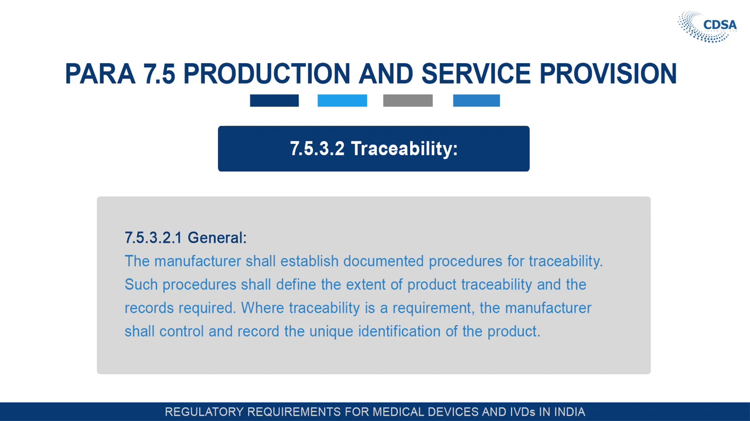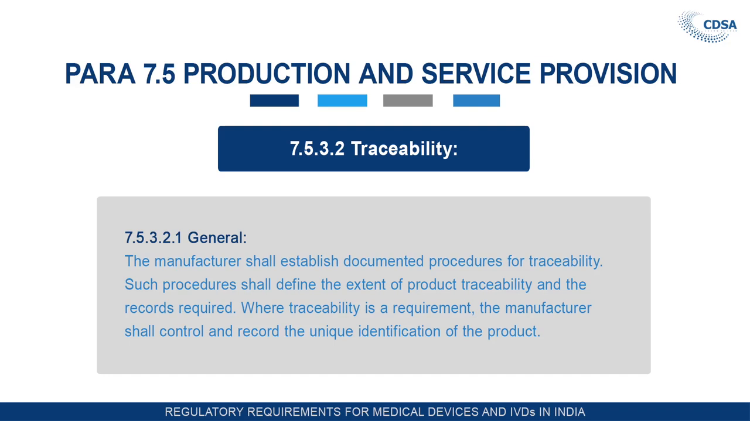Traceability. 7.5.3.2.1 is general. The manufacturer shall establish documented procedures for traceability. Such procedures shall define the extent of product traceability and the records required. Where traceability is a requirement, the manufacturer shall control and record the unique identification of the product. That means once the product goes into the market in use and it malfunctions, we have to backtrace from the product to the manufacturer, to the production cycle, to the batch. So this is actually traceability.